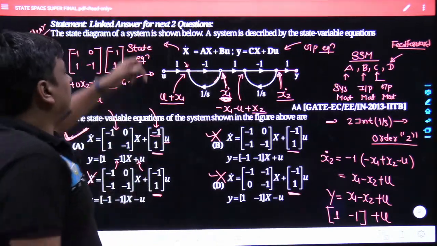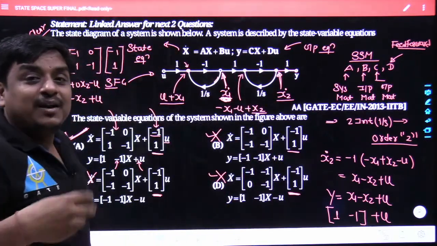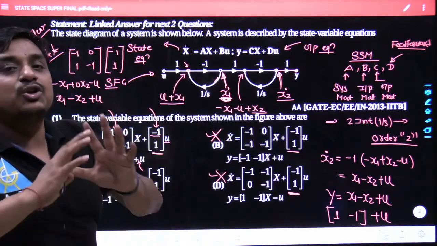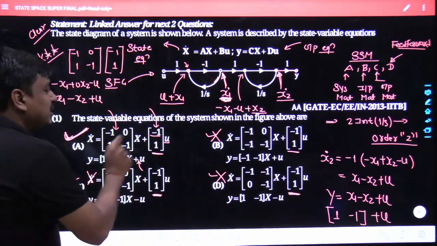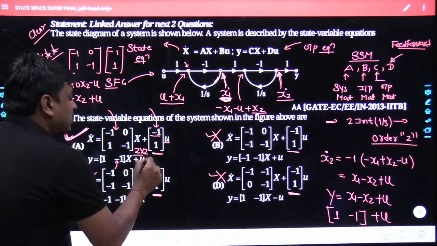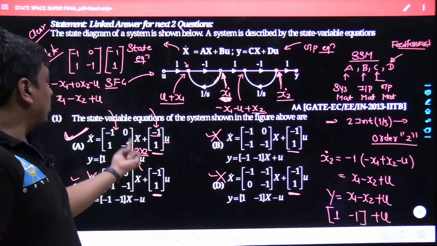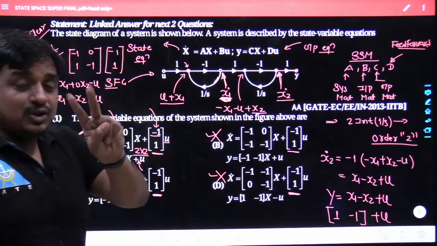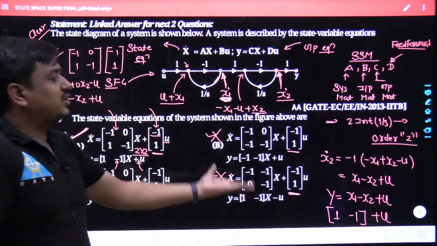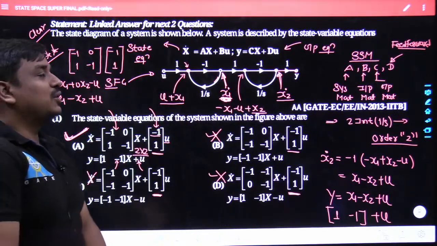Secondly, many of us do not have an idea how many variables have to be chosen to convert this SFG into the form of SSM. You need not worry about it. You can see options A, B, C and D. The order of the matrix is 2 cross 2. May I know what used to be the order of the matrix? The order of the matrix used to be number of state variables cross number of state variables. That means 2 state variables have to be chosen. And I have used all of the process of signal flow graph which we have used earlier, and at the end of the day I got to know the value of A.